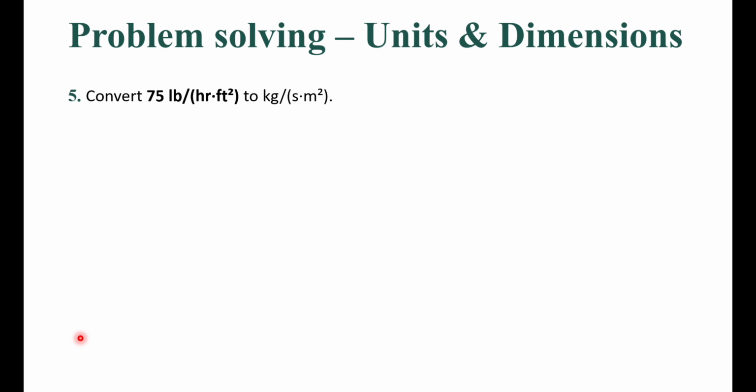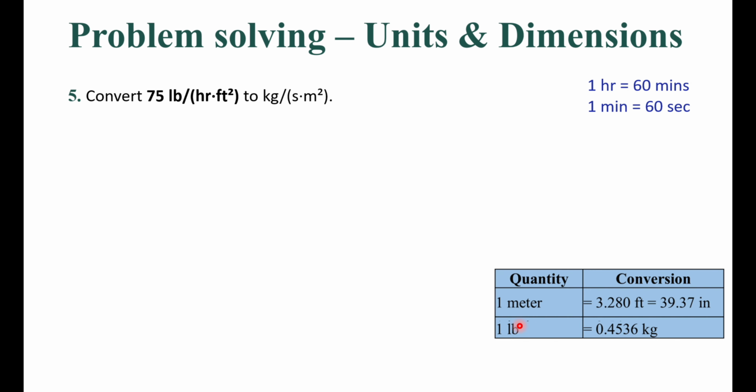So we are asked to convert 75 pound per hour feet square to kg per second meter square. The first step is to take the relations for each term, so that connects everything. We have pound, lb, in the numerator. We have to convert to kg in the numerator. So we have to find a relation that connects lb and kg. In the table you can see 1 lb is equal to 0.4536 kg.